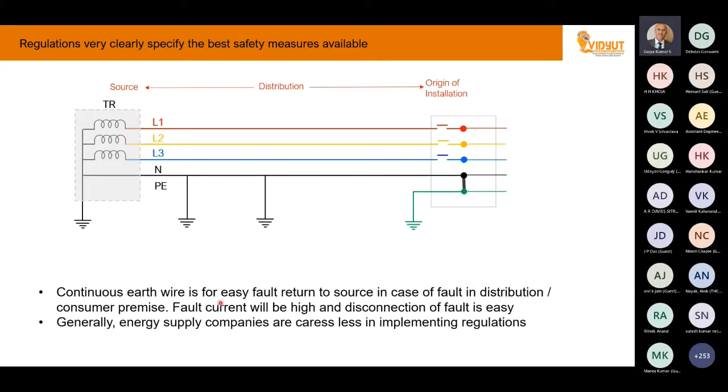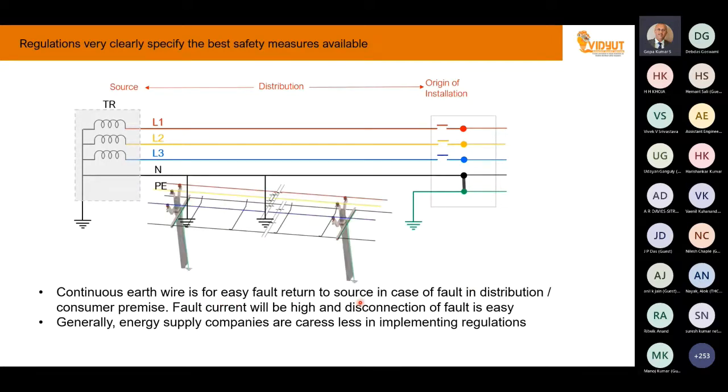Then continuous earth wire for easy fault return of source is also recommended. Also, this part of that regulation talks about how guarding is required, how earthing of each pole has to be carried out, how the continuous wire needs to be done and all. But to tell you the truth, in our distribution nowadays, even in important road crossings, guarding is missing. During our childhood, every road crossing had a guarding, but nowadays it is missing.